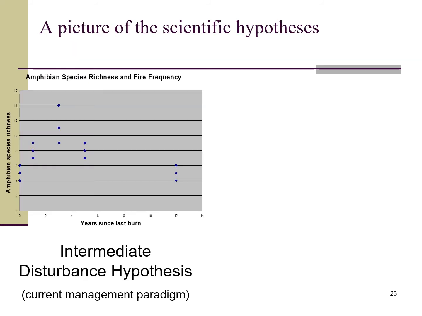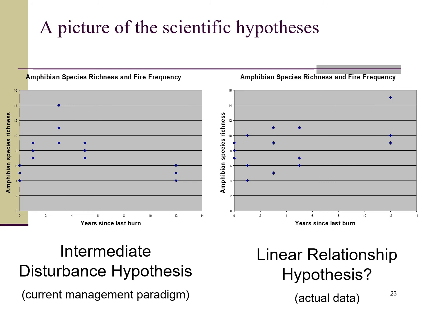So that's what you would expect for an intermediate disturbance hypothesis. X-axis, years since last burn. Y-axis, amphibian species richness, and somewhere between, what is that there? My eyes are failing me, folks. 2 and 4 years. That's, if you have a fire every 3 years, that's when you're going to get the most richness. Excuse me. Yeah, maybe there's a linear relationship there.